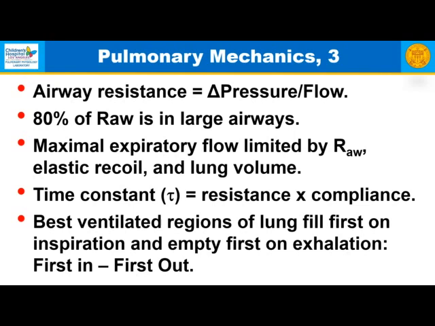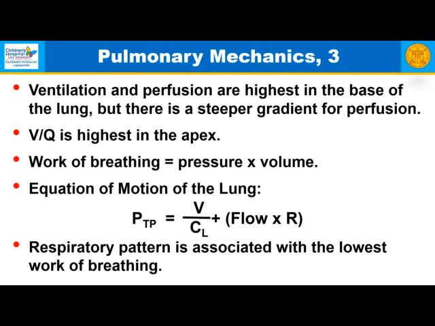Airway resistance equals change in pressure over flow. 80% of airway resistance is in large airways. Maximal expiratory flow is limited by airway resistance, elastic recoil, and lung volume. And the time constant, abbreviated with the Greek letter tau, is resistance times compliance. The best ventilated regions of lung fill first on inspiration and empty first on exhalation, so-called first in, first out. Ventilation and perfusion are highest in the base of the lung, but there is a steeper gradient for perfusion, so VQ is highest in the apex.